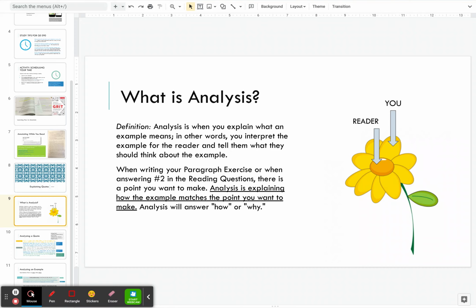Sometimes this happens in writing. When you say, "Hey, here's a quote," you may be seeing one thing in the quote, but your reader may be seeing something completely different. What analysis does is it draws your reader's attention away from where they were and moves it to where you want it to be. So, this is relevant for your paragraph exercises where you're sometimes asked to quote or do summaries, and also in the reading questions for number 2, where you're often asked to provide a quote and then draw the reader's attention to it and say, "This is how I figured out the main idea of the chapter."